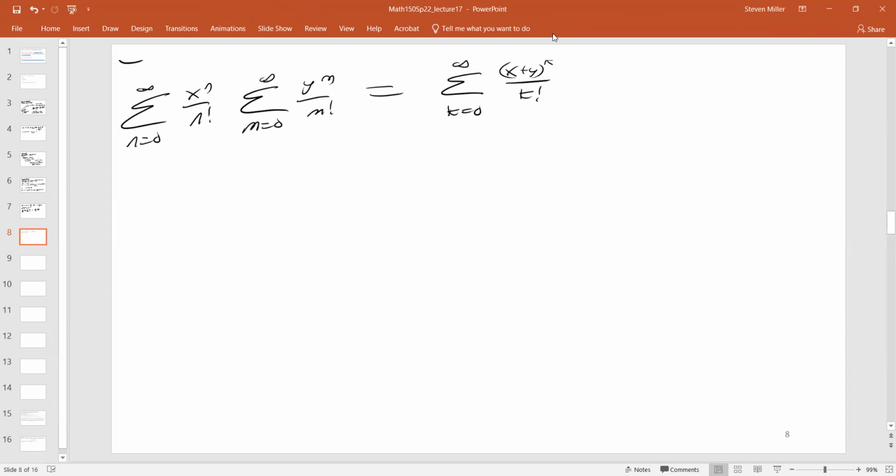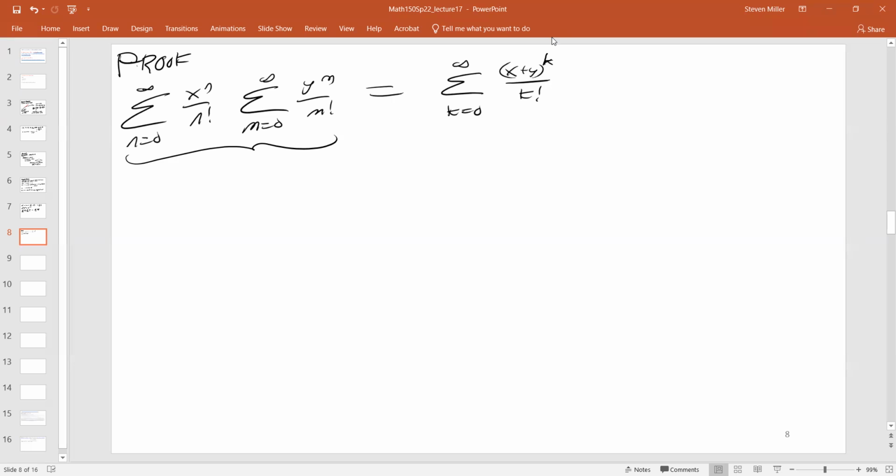So we need to prove why this is true. So let's look at what we have over here. Do you agree that when we multiply everything out, every term is going to have x to some power and y to some power? Let's collect all of the terms where the power of x plus the power of y equals k. So I could collect all the terms where the power is 1, all the terms where the power is 7, all the terms where the power is 0, the sum of the powers.